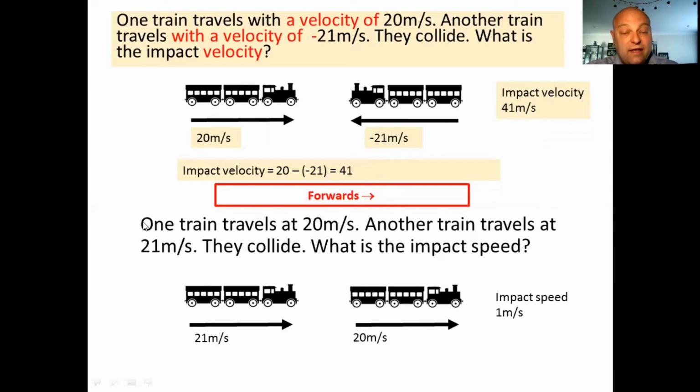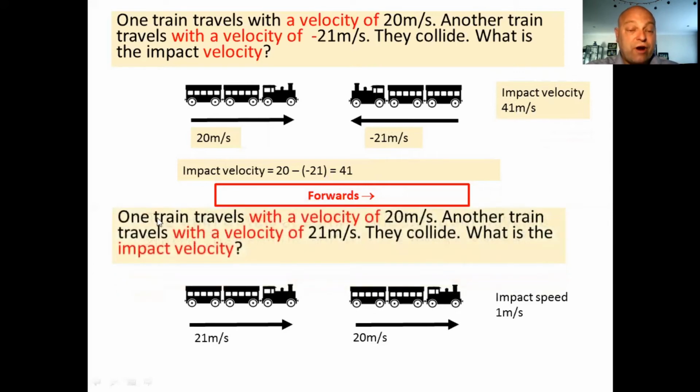On the other hand, if it was the bottom one they were getting at, they would have written it like this. One train travels with a velocity of 20 meters per second. Another train travels with a velocity of 21 meters per second. They collide. What is the impact velocity? So let's have a little look at that. That is still 21. That is still 20. The calculation, impact velocity equals 21, take away 20, equals 1. So the impact velocity now is 1 meter per second.